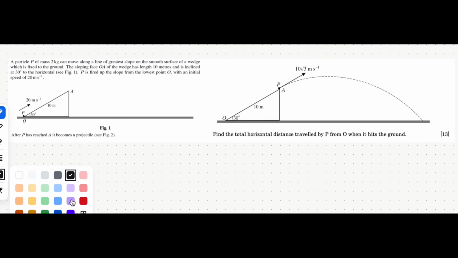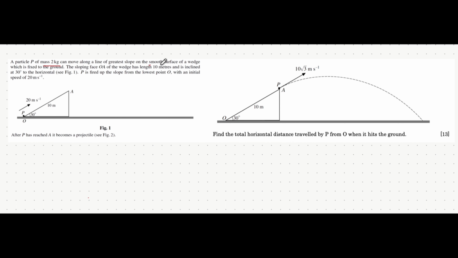So what I picked out here is a very difficult A-star level question on A-level mechanics. This is year 2 mechanics, which deals with projectiles and forces as well. It tells you there's a particle of mass 2 kg, and that has to be of some use later on in the question, otherwise it wouldn't mention it.